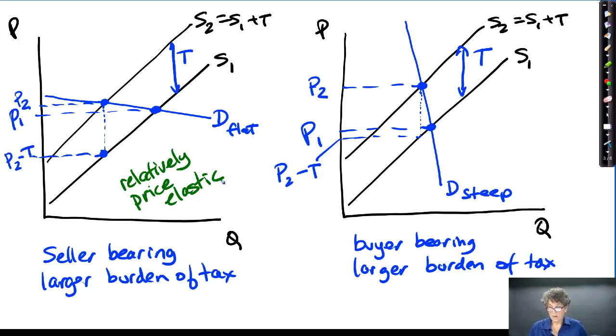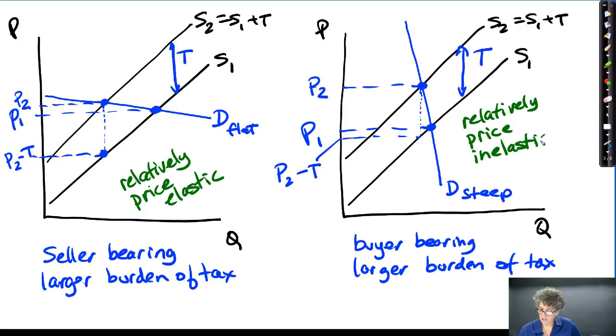On the other hand, on the right-hand side where we have the relatively steep demand curve, that's when we have demand that is relatively price inelastic. That means that the quantity demanded does not change much in response to a change in price. There's not very much of a change in quantity demanded in response to a change in price. The customers wind up bearing the larger burden of the tax.